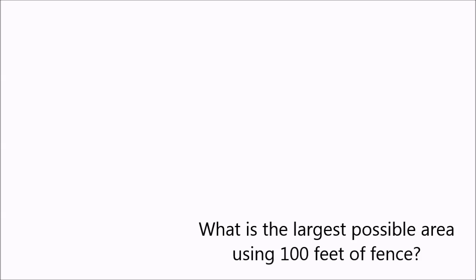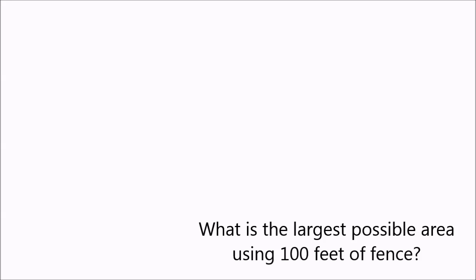Hello. Today we're going to look at some applied critical point problems using optimization. One of the classic optimization problems is if we have a garden within a rectangular area that is going to be surrounded by fence, and we want to find the largest possible area with only a certain amount of fence. So the problem that we're going to work on is, what is the largest possible area of the garden if only 100 running feet of fence is available?